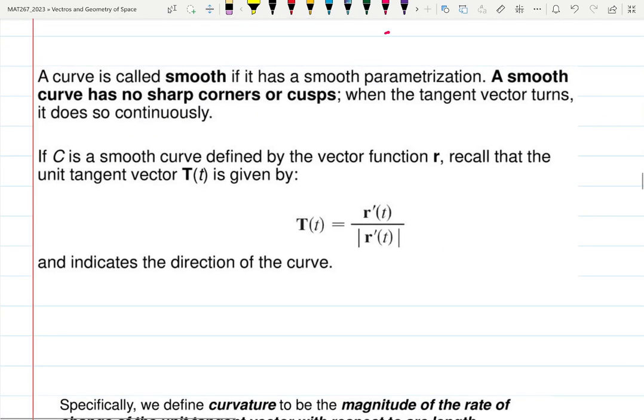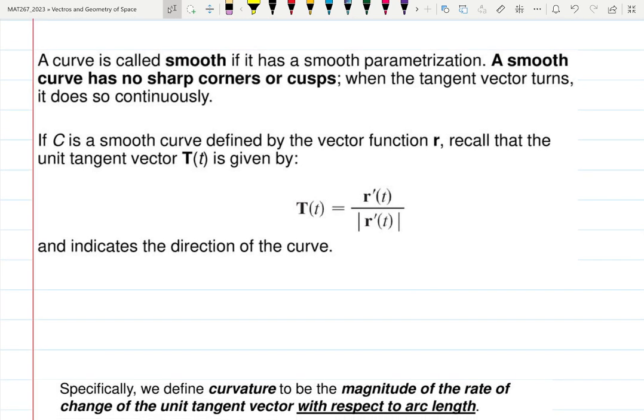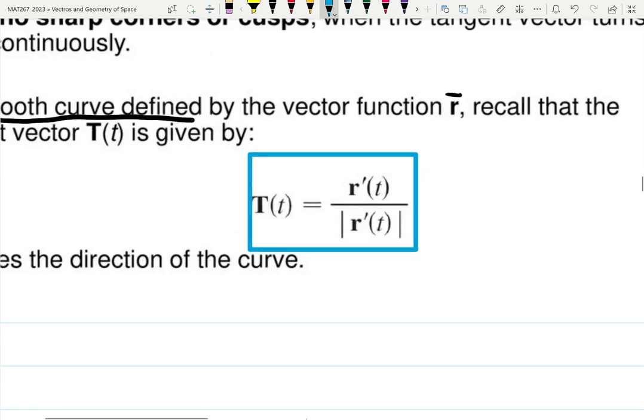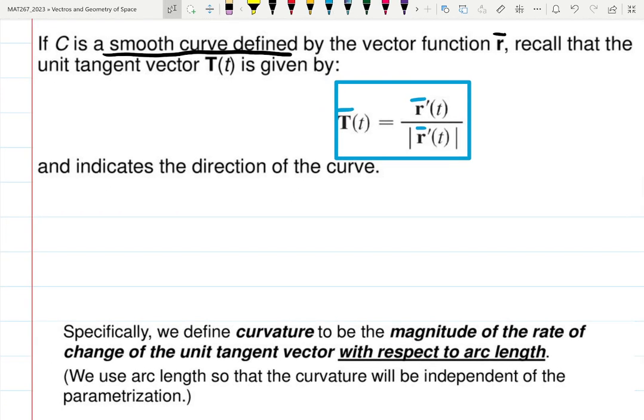A curve is called smooth if it has a smooth parametrization. You don't have to write this down. A smooth curve has no sharp corners. We already said that. What we want to say now is that a smooth curve is defined by the vector function r. Recall that there is a unit tangent vector. We also have it from last notes. The unit tangent vector is already on the test. Find the unit tangent vector: r prime over the size of r prime. And it indicates the direction of the curve.